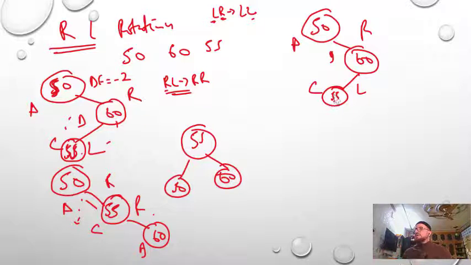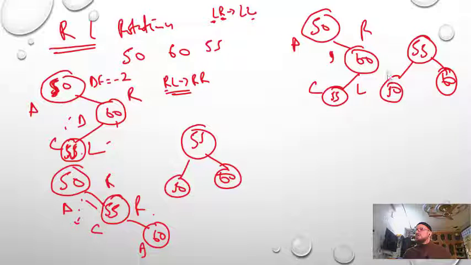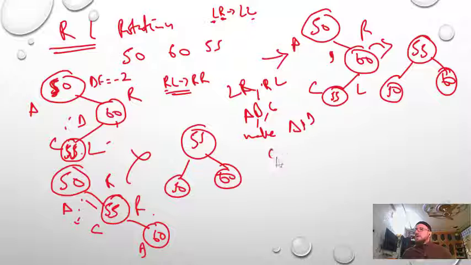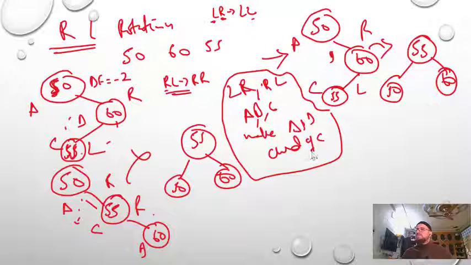So that means C will become the father, that is 55. And now 50 has to be to the left of 55 and 60 has to be to the right of this. So simple, this way it is simple. So let us adapt this one. We say if it is left rotation or left right rotation or right left rotation, find A, B and C and make A and B child of C. Simple rule. Make A and B child of C.